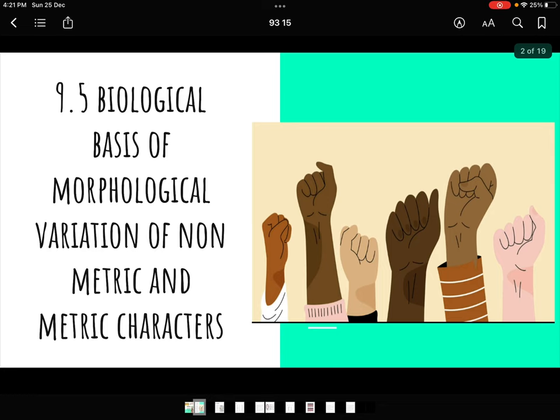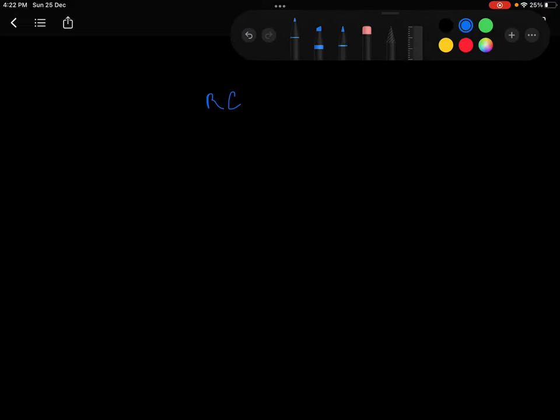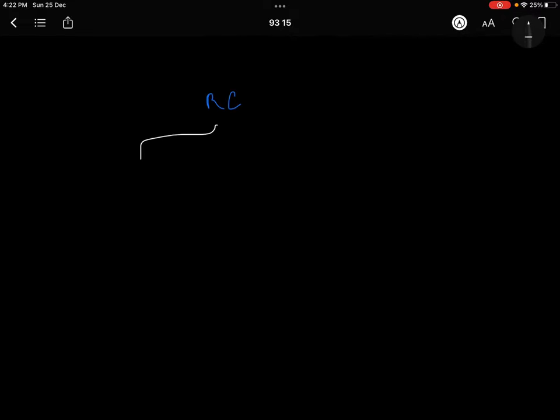So yesterday we had done one part of this. We had divided it into the classification, the racial classification. We had divided it into two parts mainly. One was the morphological and one was the genetic part, right?